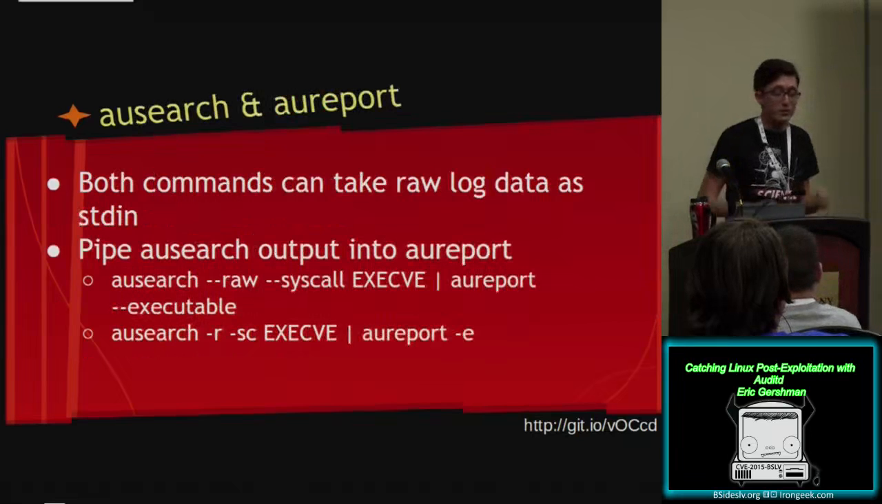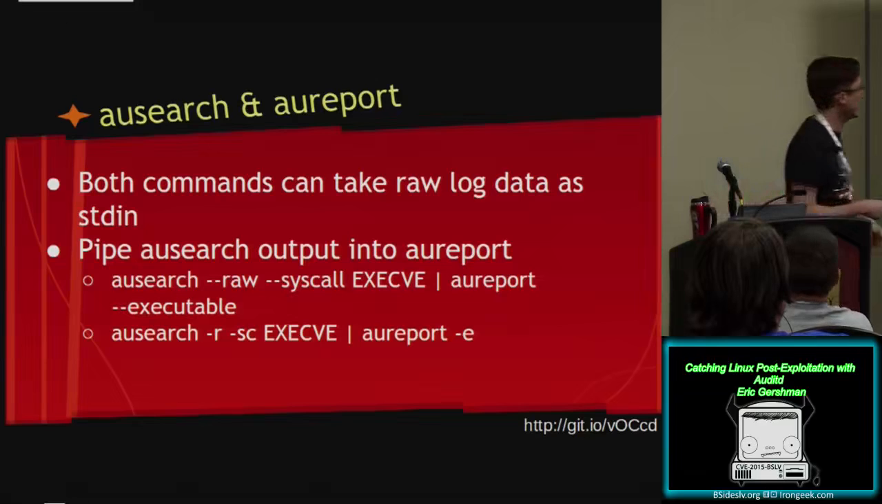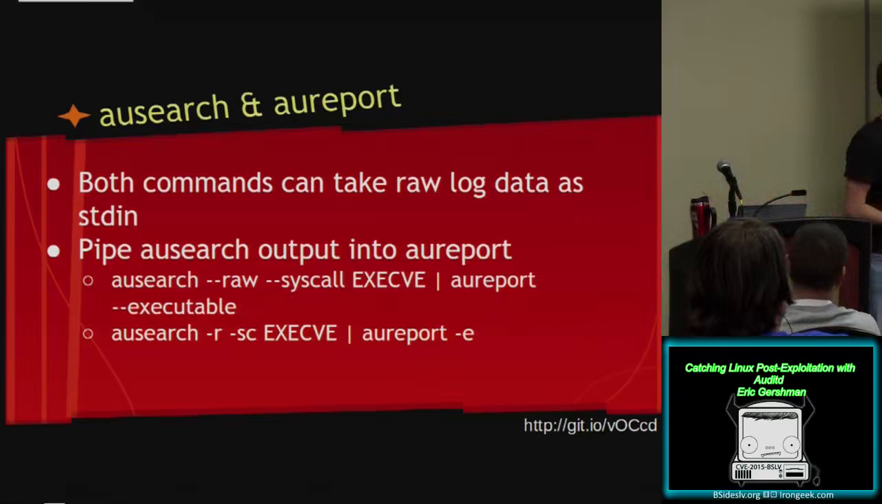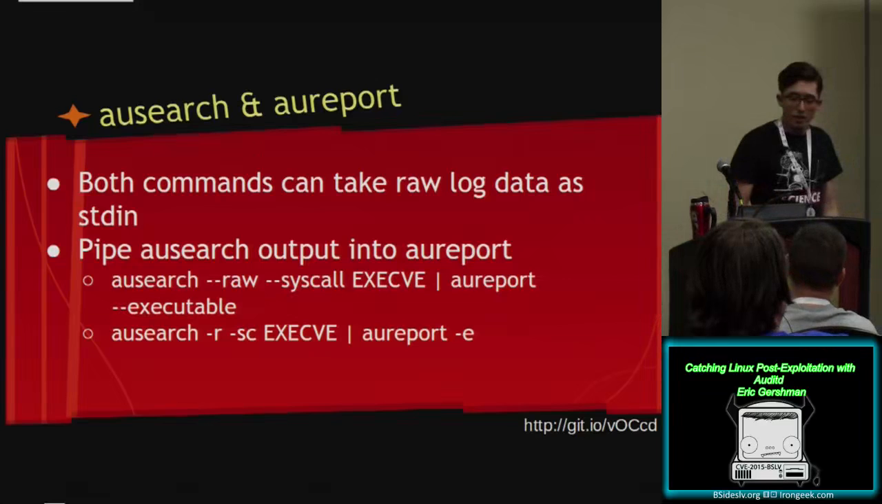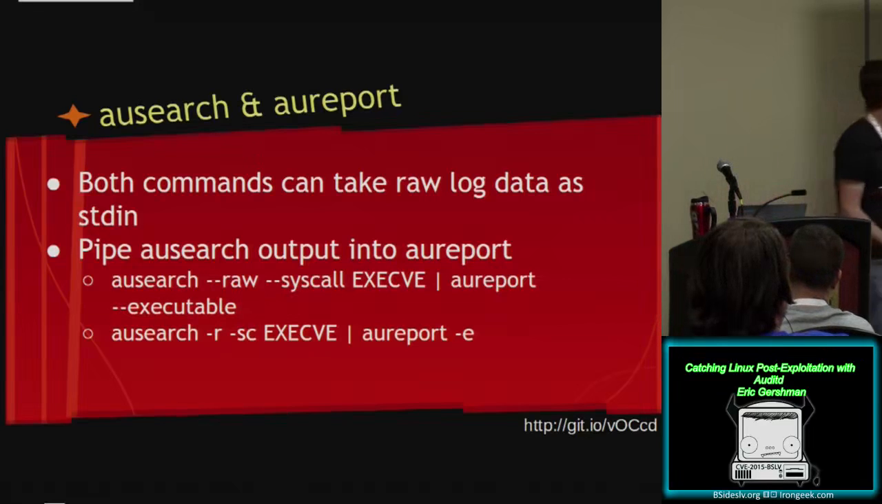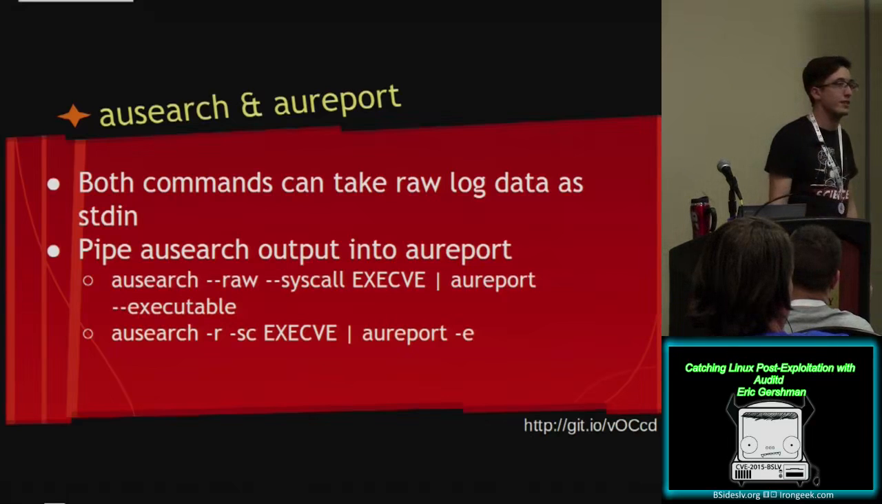One of the great features is that both of these commands can be combined by piping the raw output from ausearch into aureport. So here we have an ausearch where we're searching for execve syscalls, and then we're piping it into aureport to create an executable report. Can anybody tell me what an execve syscall does?